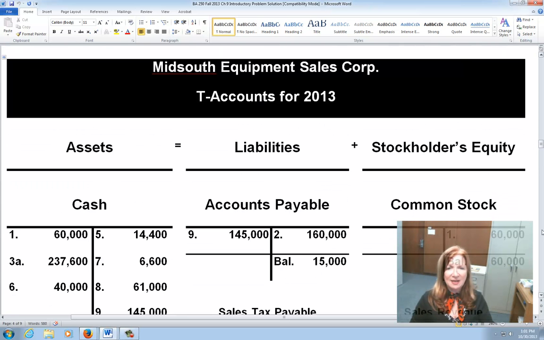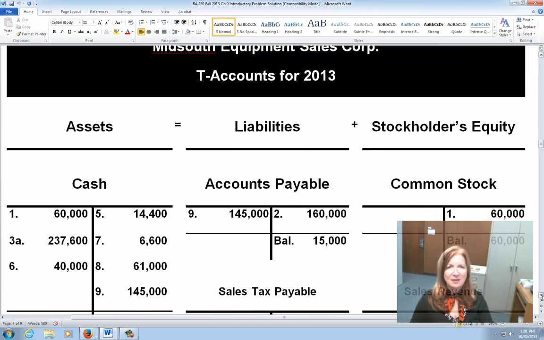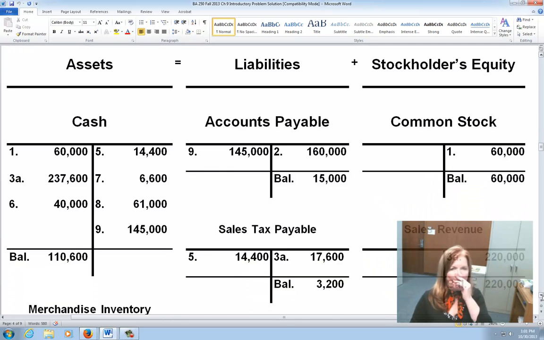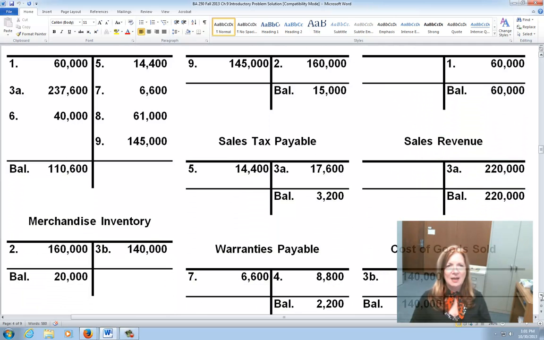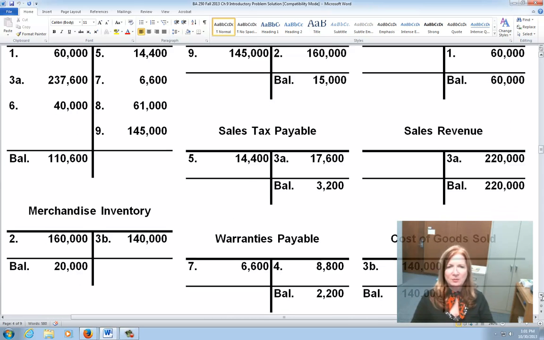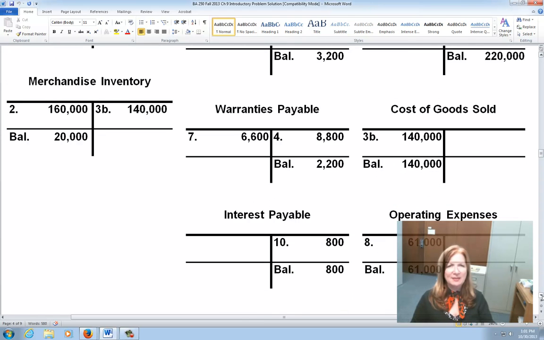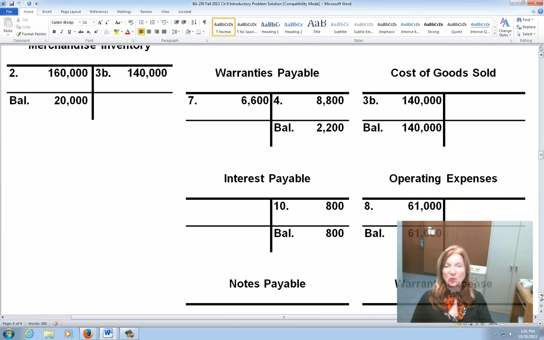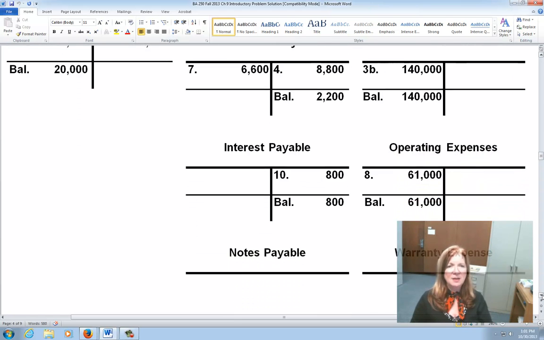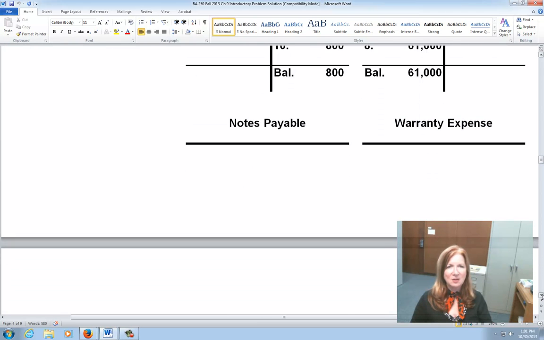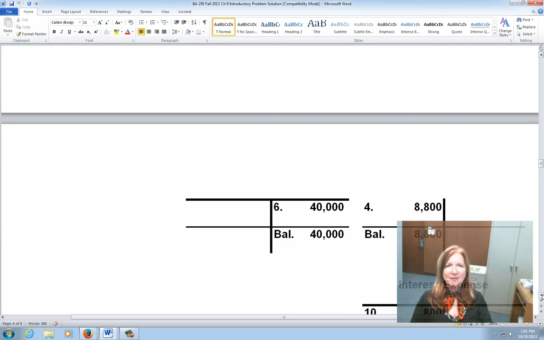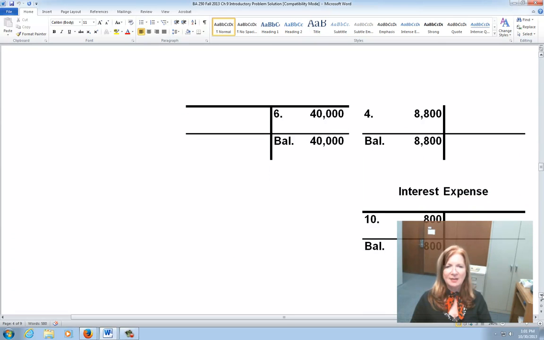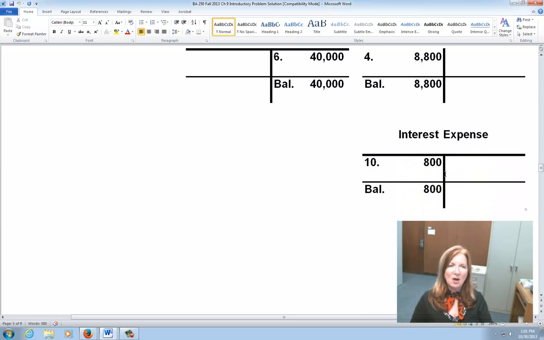So then the next set of accounts are the stockholders' equity, and then here's the common stock, and then here's the sales revenue, both of those, no other transactions there. The expense, cost of goods sold, only 1 entry there, so that's on the debit side. The operating expenses are on the debit side, and the warranties are on the debit side, and the interest expense on the debit side. So I've calculated all of these balances.